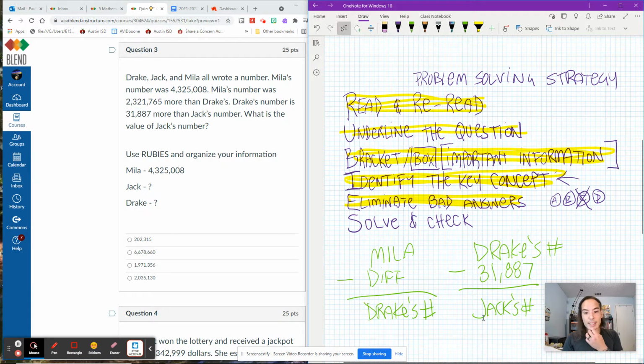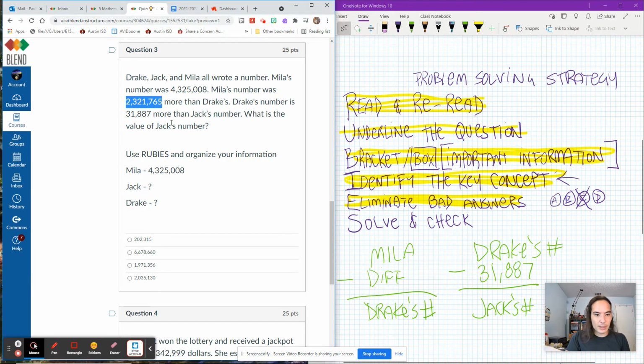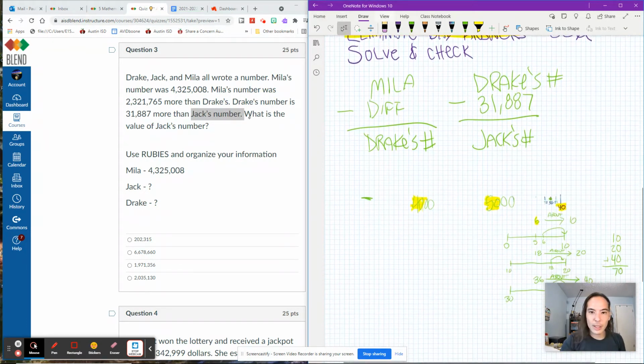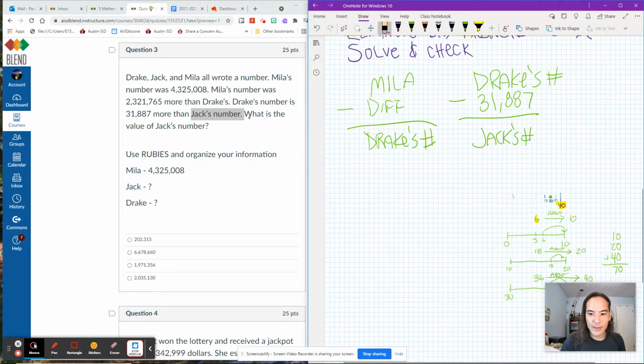And what I've done is I'm showing my thinking. If I start with Mila's number and then take away this difference, that should tell me Drake's number. Once I know Drake's number, I can take away this many, and that should tell me Jack's number. So now I have a plan. And now I can start filling in the numbers a little bit. So instead of just having words like Mila minus difference, we can start plugging in the numbers. All right. So that's what I'm going to do.